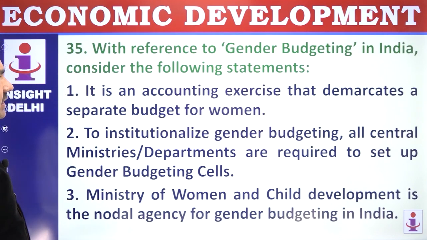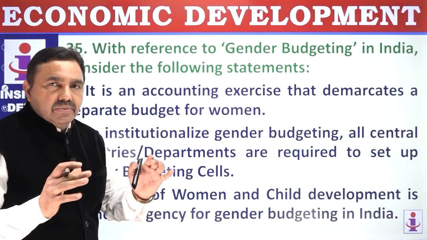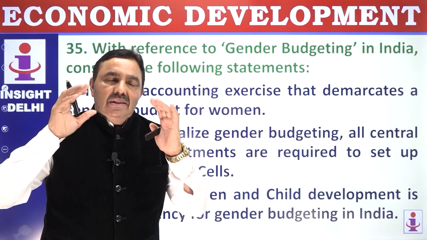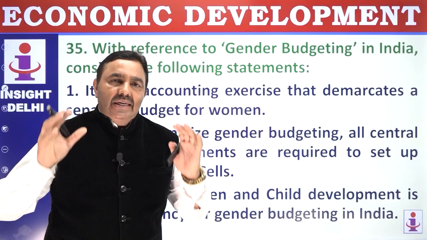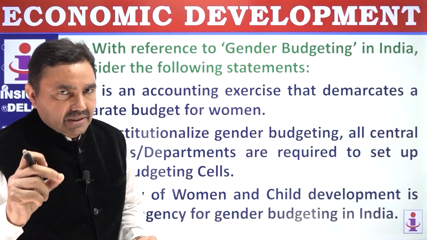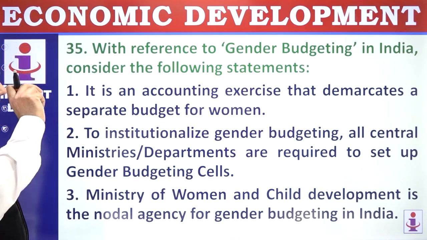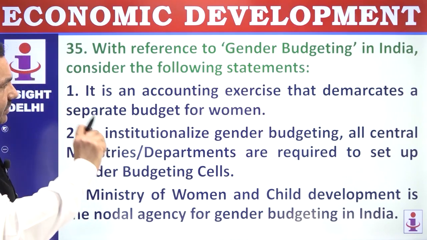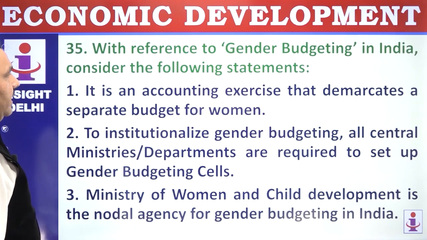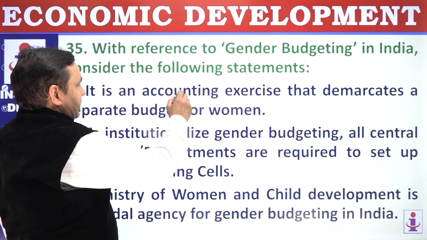35. With reference to gender budgeting in India, consider the following. Gender budgeting means at the time of allocation of resources for different services, different projects, you have to keep in mind the needs of both genders or different genders. They might be transgender also. That's gender budgeting. Ensure that policies and plans are formulated in such a way that all genders get an equitable distribution of resources. It's not an accounting exercise.